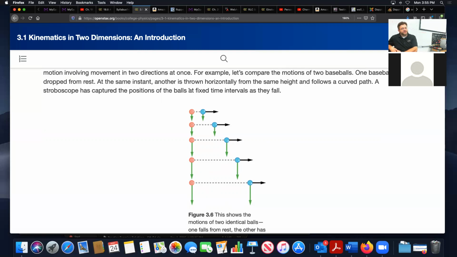And Yuri Gagarin was the first one to go into space by being shot sideways with a rocket fast enough that every time he fell, he just fell around the Earth, right? He just fell around the curvature of the Earth, which is what we call being in orbit.